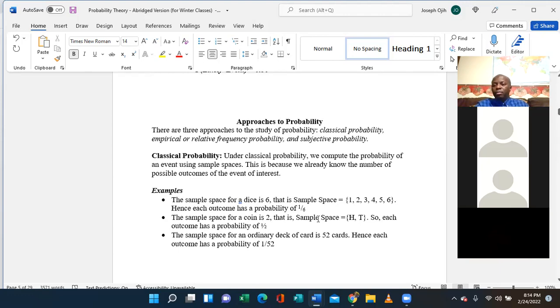The same thing with a coin. The coin has 2 sides. If you toss a coin, the probability that a head will show up is 1 out of 2 because it has 2 sides.